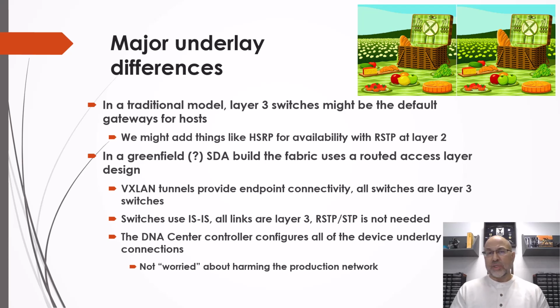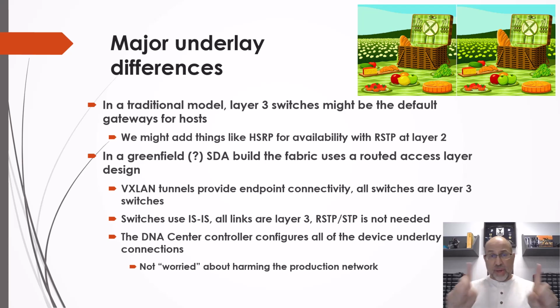In addition, the switches are routing between each other using IS-IS, so we don't need Hot Standby Router Protocol or Rapid Spanning Tree in that case. Rapid Spanning Tree should make sense because we're not doing layer 2 stuff anymore. And the DNA controller is reaching out and touching everything. So the controller configures all of the device underlay connections.